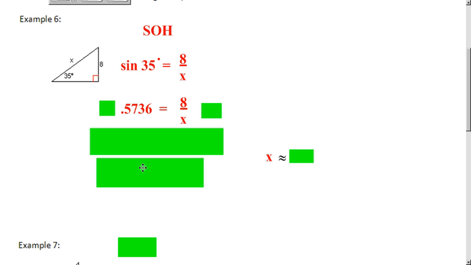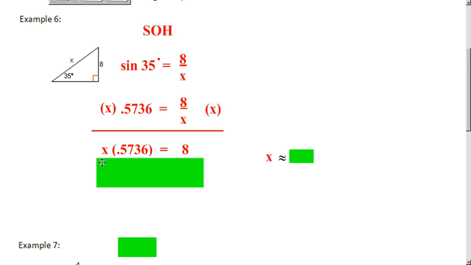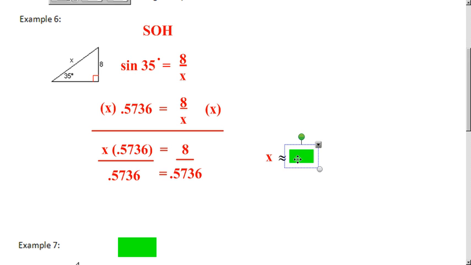Solve for x. In order to solve for x here, x is the denominator. We need to get x off the bottom. In order to do that, it's dividing by x here, so I would multiply by x to both sides. When you multiply x to both sides, we get rid of x on the right side of the equation, leaving us with x times 0.5736 equals 8. Get x alone. In order to do that, we divide both sides by 0.5736. And you'd find that x is approximately, and remember the directions state to round to the tenth, so x is approximately 13.9.